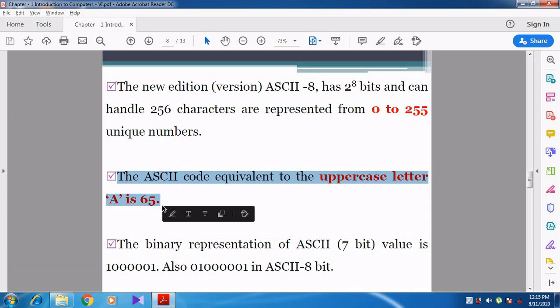When you go for lower case, you will ask another question. Sir, capital A is 65, so what is the ASCII value for small a? The lower case letter a, the ASCII value is 97. Small a is 97, small b is 98, small c is 99. Like that it goes on. It starts from 97 and ends at 122.